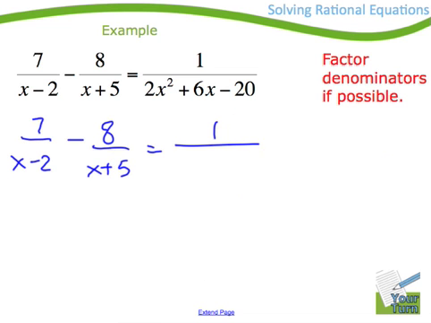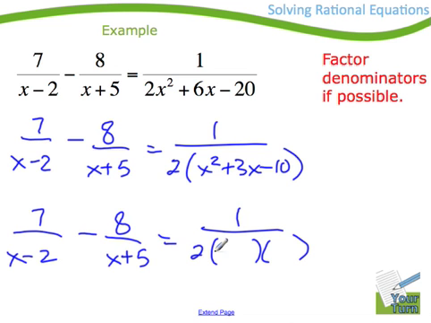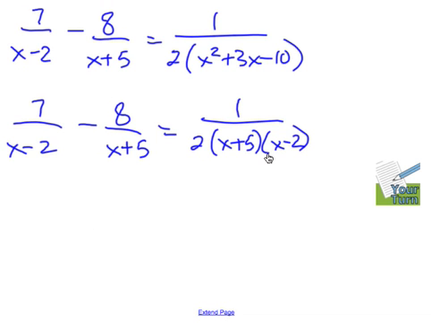equals 1 over. There's a common factor 2 that I can take out, and I'll be left with x squared plus 3x minus 10. Oh, great. I've got to factor that again. So I have 7 over x minus 2 minus 8 over x plus 5 equals 1 over 2 times, I can factor that. That'll be x plus 5, x minus 2. Again, you can check that. Okay, I factored everything. Everything's down into a factored form.